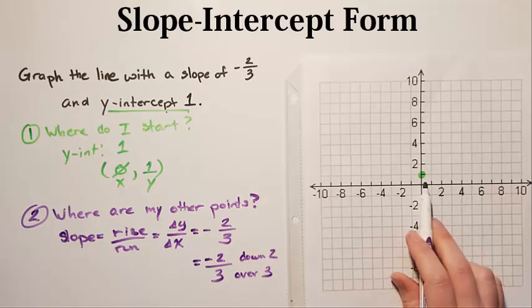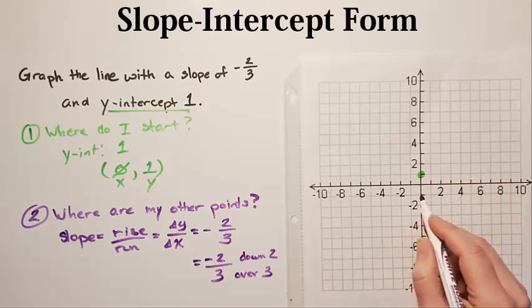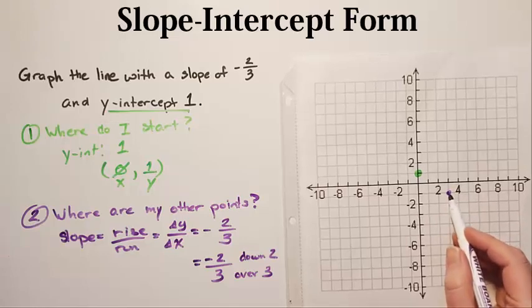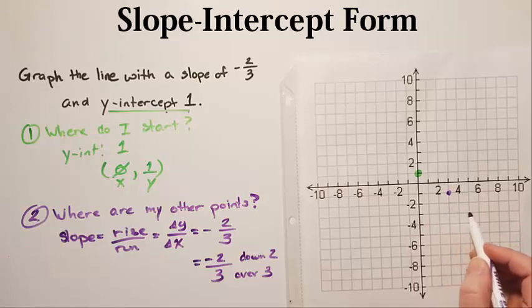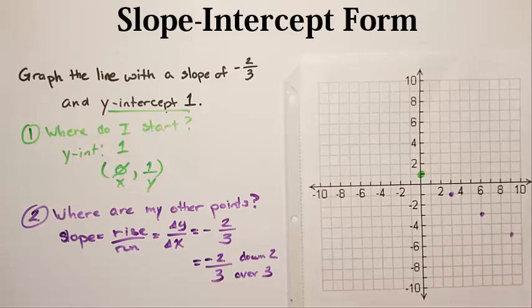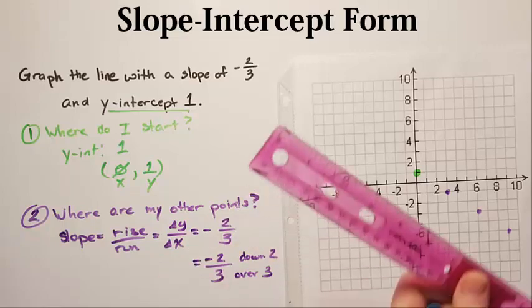If I started here, I now need to move down 2: down 1, 2, over 1, 2, 3. There's my next point. Down 2, over 3 again: 1, 2, 3. Now that I have all of my points, I'm going to take my ruler and connect them all.